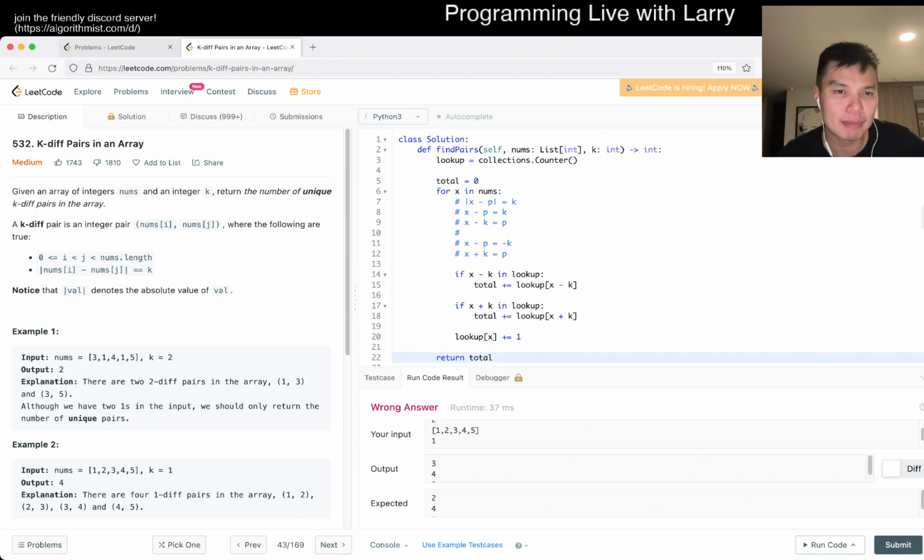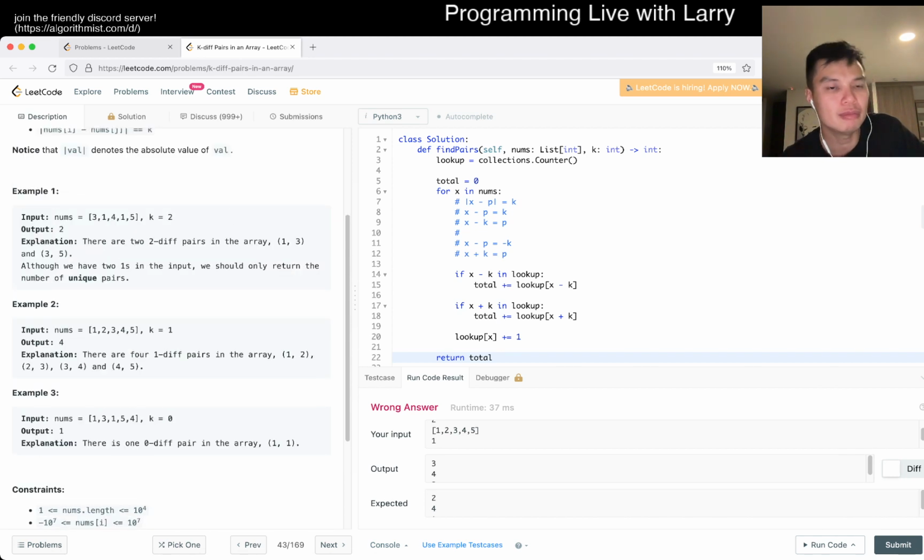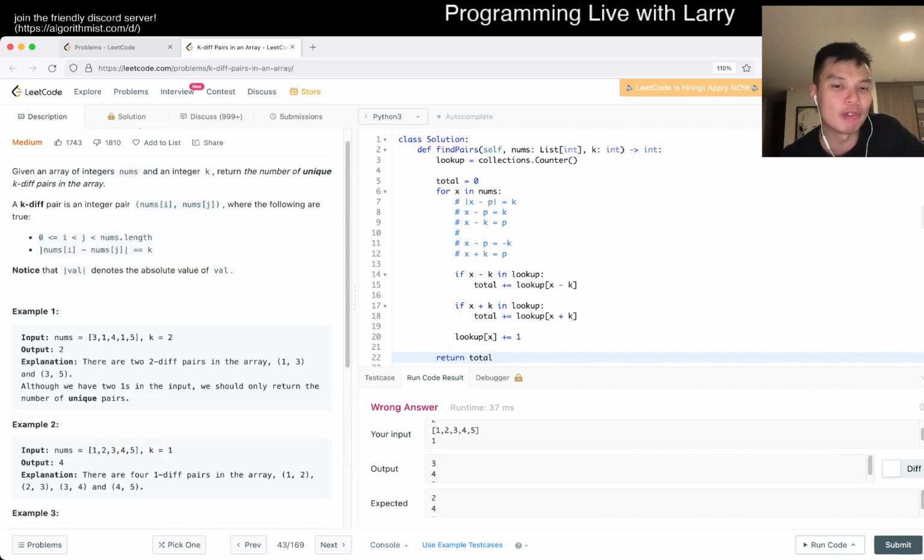Okay, number of unique K-diff pairs. What is that? Maybe I misunderstood what they meant by unique. Oh, okay. So it seems like, just as I mentioned, I solved the wrong problem, where in the way that I did it, 1 and 3 appears twice, so I counted it as 2 pairs. So now we have to fix it a little bit to make sure that it's unique.